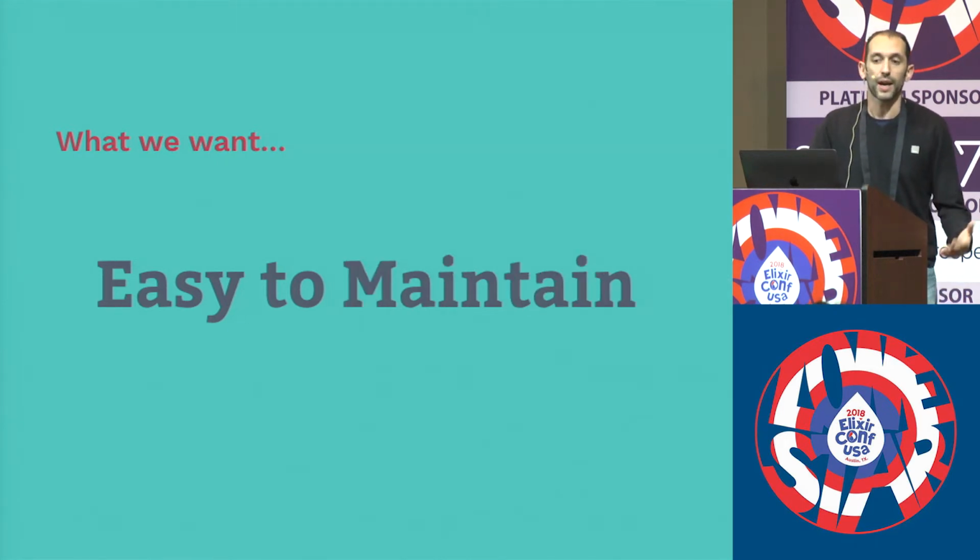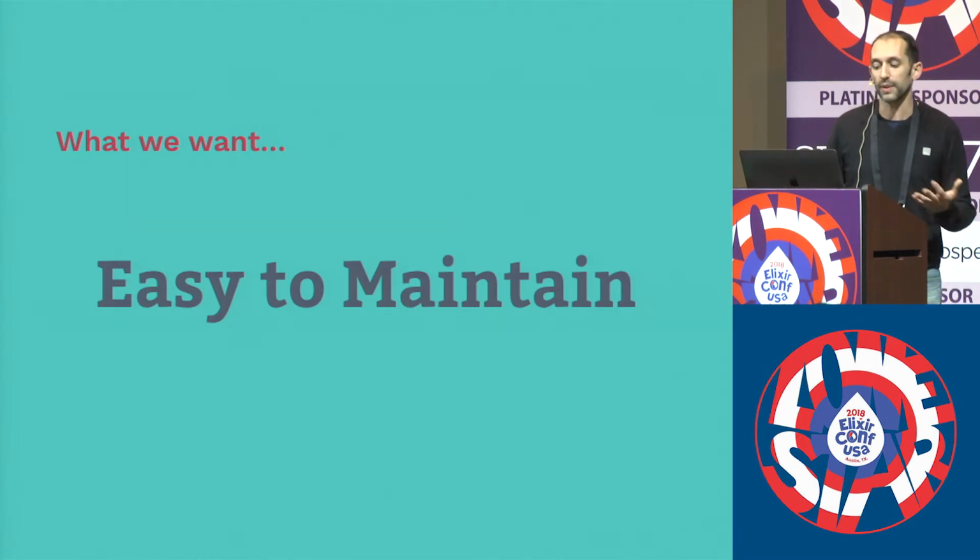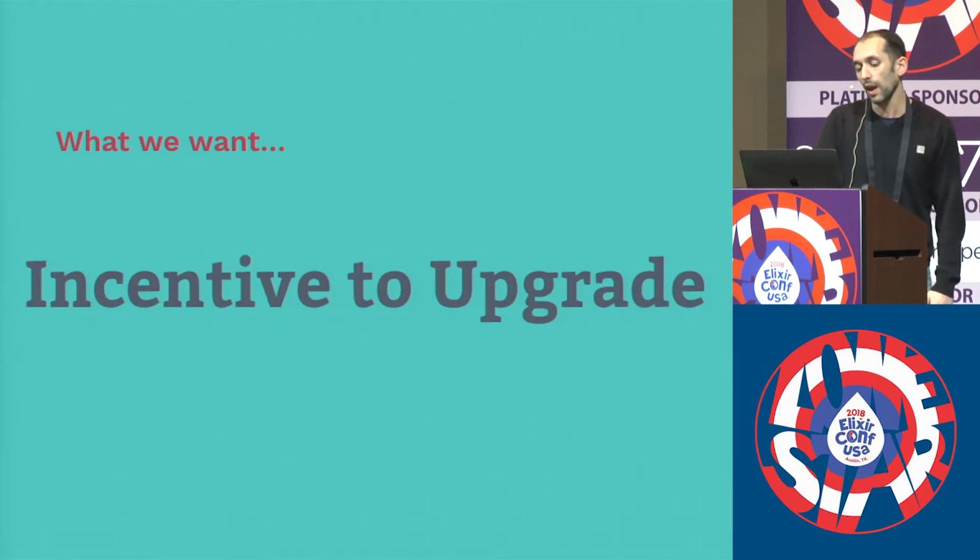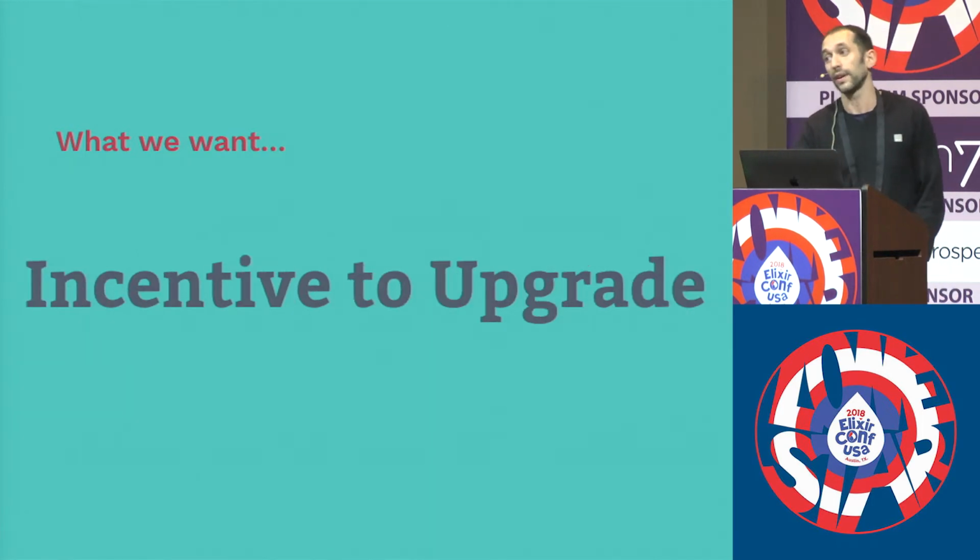We also want an API that is easy to maintain. If we have multiple versions with slightly different business logic for slightly different versions, it's a bit of a nightmare to maintain. We want to keep our code base manageable and keep it sane. And we would like our users to have an incentive to upgrade. The ideal situation would be that all our users are always on the latest version, but that never happens. So we want to make it more enticing. We want our users to want to upgrade and for it to be easy to upgrade.